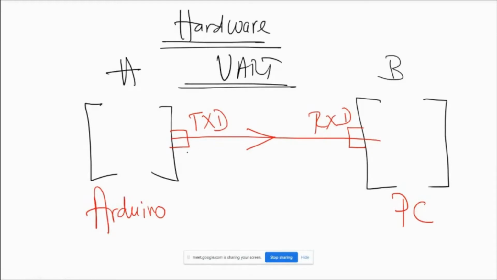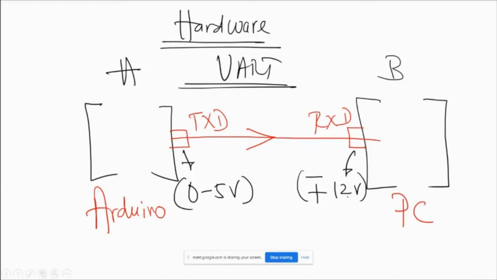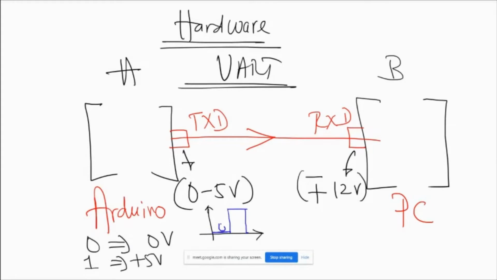Unfortunately, the transmit pin operates at 0 to 5 volt logic, whereas the PC operates at bipolar logic, plus or minus 12 volt. So what does it mean? It means in Arduino, Boolean 0 means 0 volt, Boolean 1 means plus 5 volt. So if you draw a graph, this is Boolean 0, 0 volt, and this is 1. This is 5 volt. In terms of voltage, this is 0 volt, this is 5 volt.